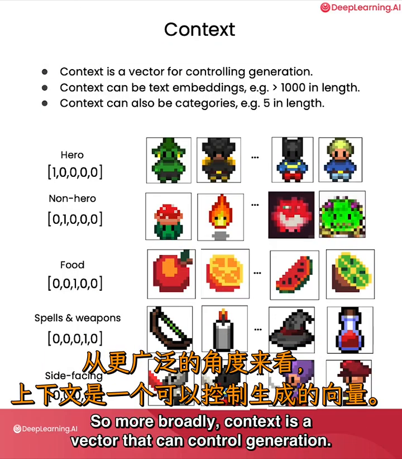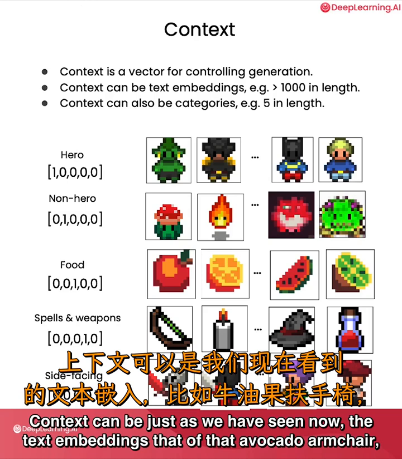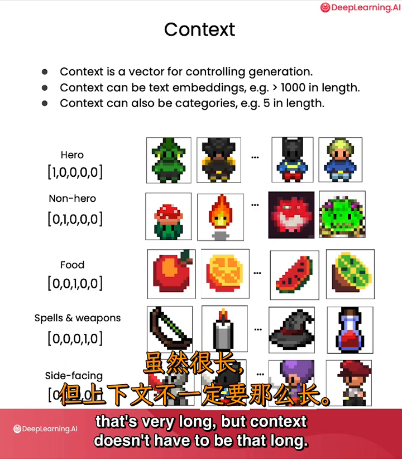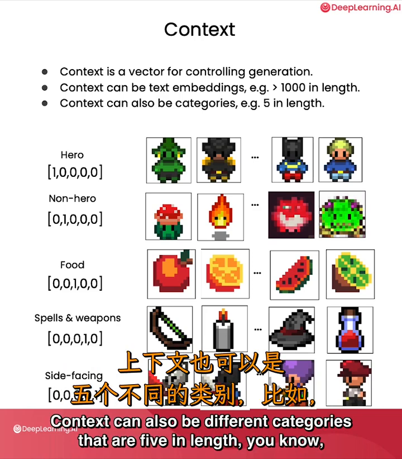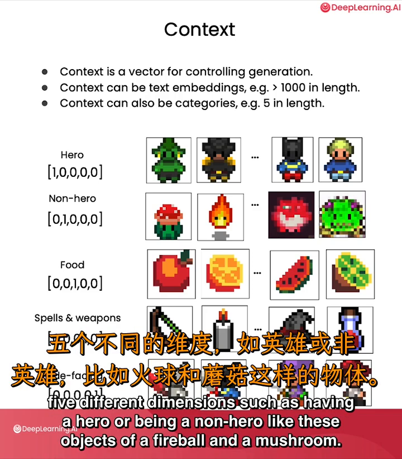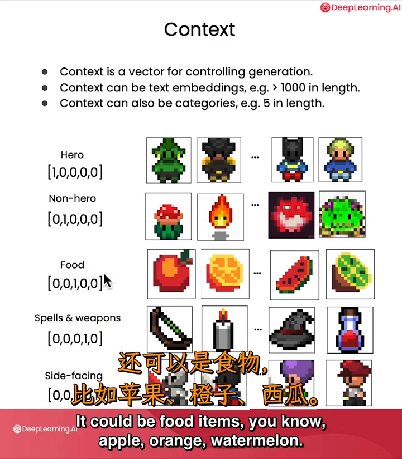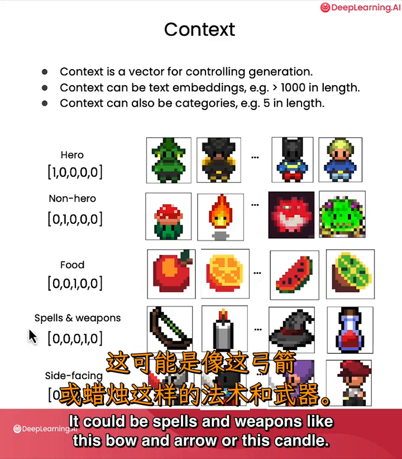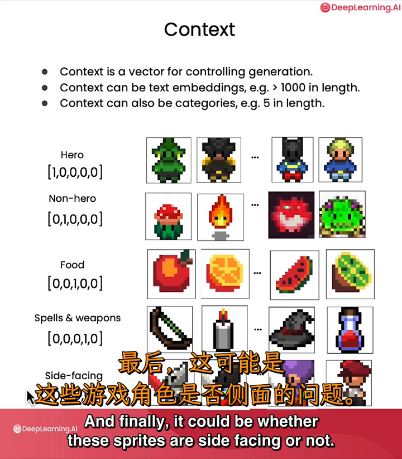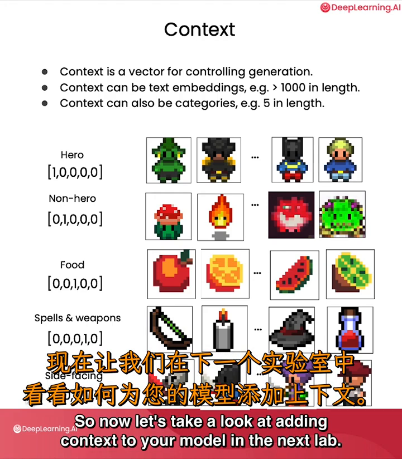So more broadly, context is a vector that can control generation. Context can be, just as we have seen now, the text embeddings of that avocado armchair, which is very long. But context doesn't have to be that long. Context can also be different categories that are 5 in length, 5 different dimensions, such as being a hero or a non-hero, like these objects of a fireball and a mushroom. It could be food items: apple, orange, watermelon. It could be spells and weapons like this bow and arrow or this candle. And finally, it could be whether these sprites are side-facing or not. So now let's take a look at adding context to your model in the next lab.